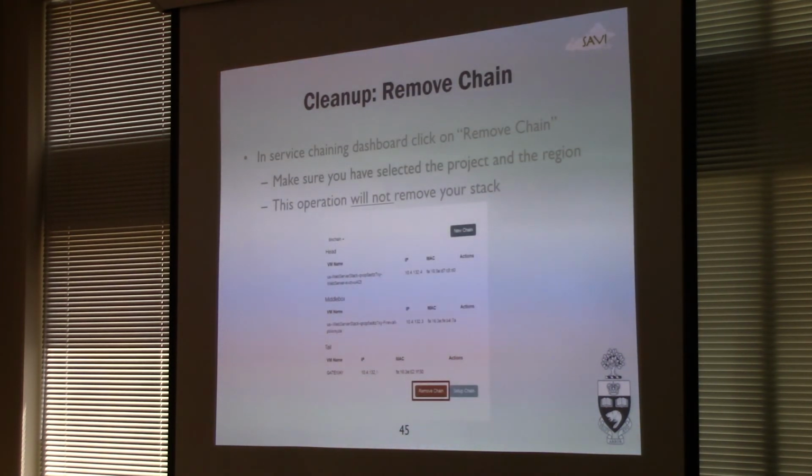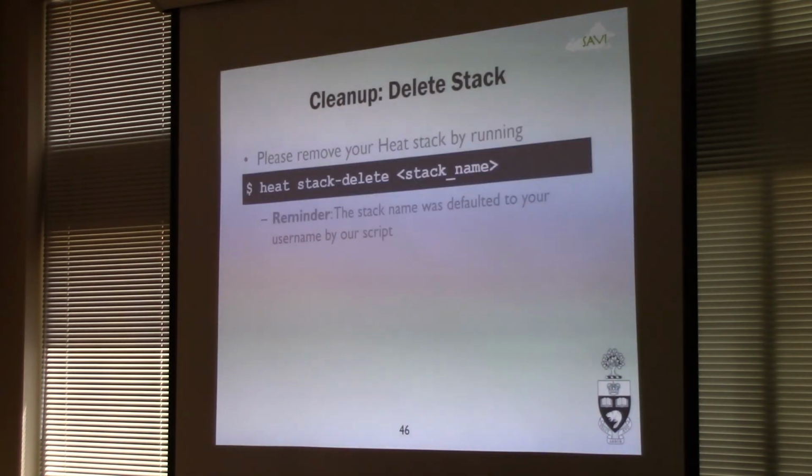So once you've removed the chain and you've verified everything works again, we can start ending it. So removing the chain will not actually delete the virtual machines. So to clean up your stack, back in the client 1 terminal, I just want you to type heat stack-delete and then the name of your stack. I believe the name of your stack should have been defaulted to your username, so it should be comsock something, right?